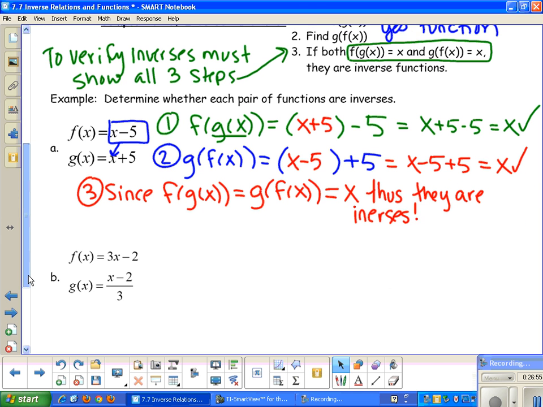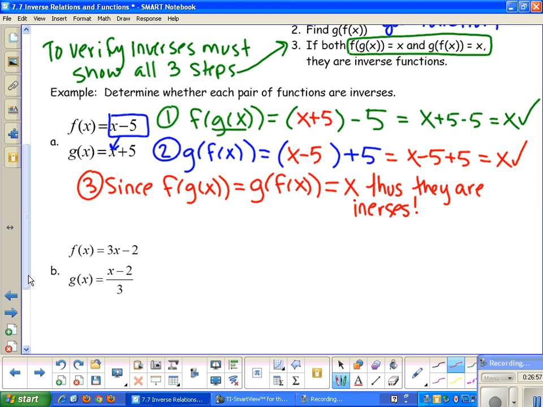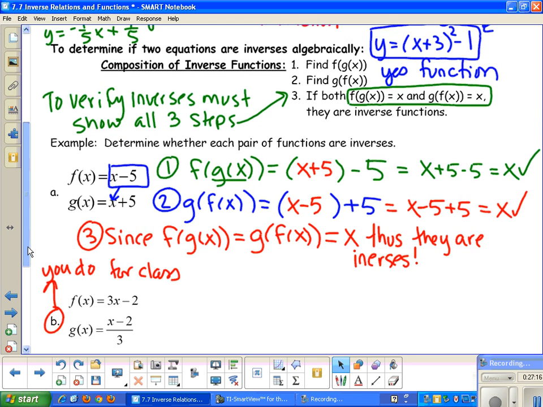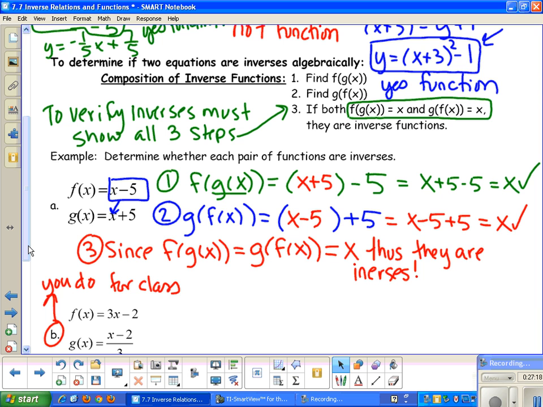So what I would do for you guys is I want you to do B on your own. Do this for class. So verify whether or not f of x equals 3x minus 2 and g of x equals x minus 2 divided by 3 are inverses using the 3 steps. And then we'll talk about this in class and do some more of these problems.